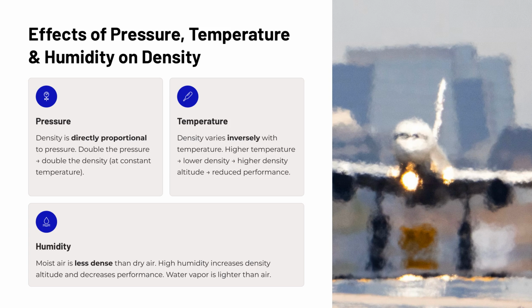Pressure, temperature, and humidity are the 3 key factors that affect air density, and understanding how each one works will help you anticipate how your aircraft will perform under different environmental conditions. Starting with pressure, density and pressure are directly proportional. If you double the pressure, you double the density, assuming temperature stays constant. Higher density means more air molecules for your engine and wings to work with, which translates to better performance.